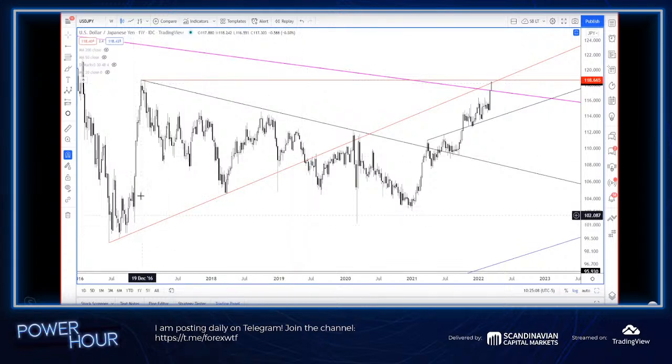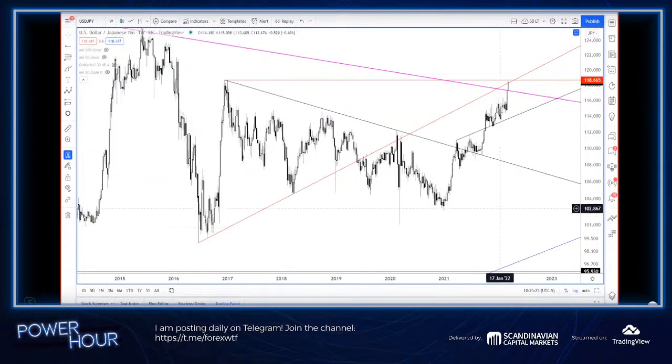So if you recall, this is when Trump was elected, right here. We ripped for like 4 or 5 weeks. We put in a big top. This could be quite a significant breakout, right? I don't want to minimize that.